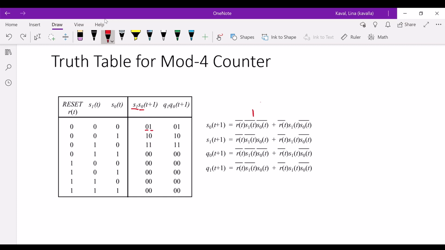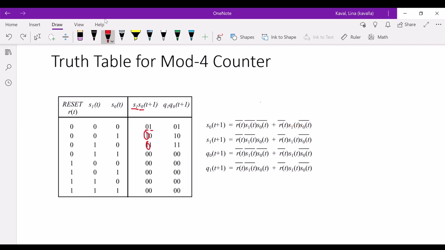And it's the same thing for when we're doing our S1. So we just look at the first column. And here we have a 1, so we get 0, 0, 1: not RT, not S1, and times S0. Not RT, not S1, S0. And then our next one is not RT, S1, S0. And then we have not RT, S1, not S0. So that's what we have here.